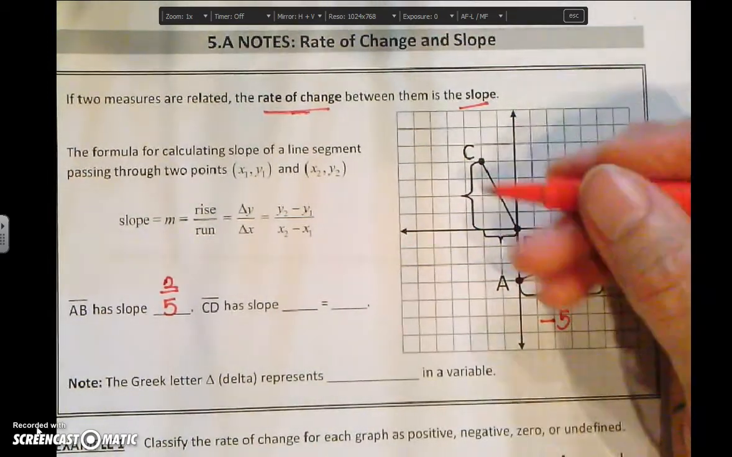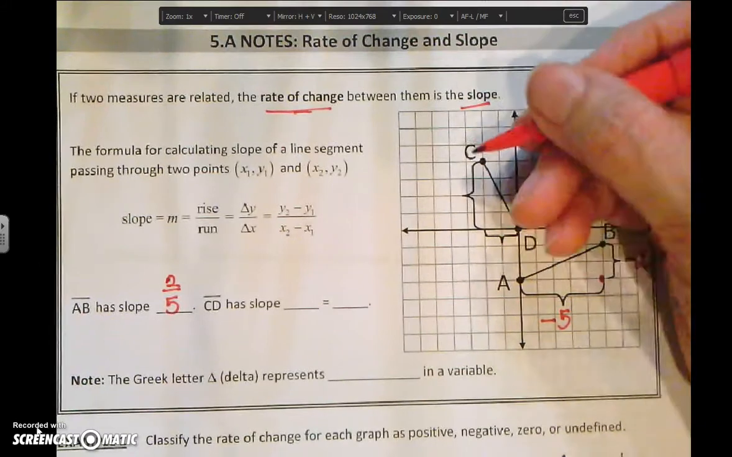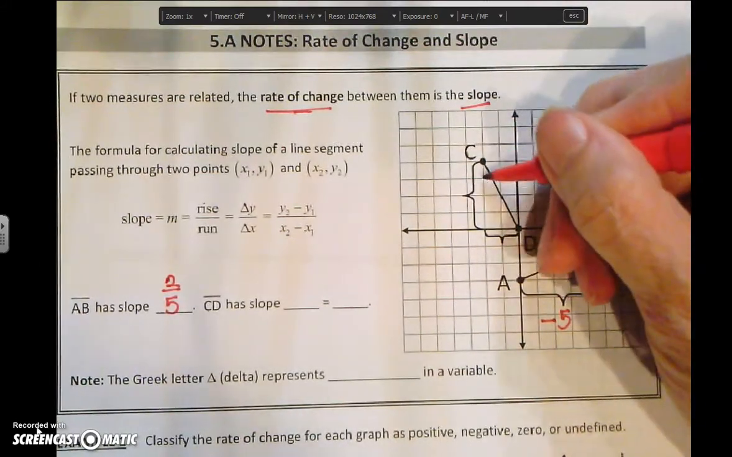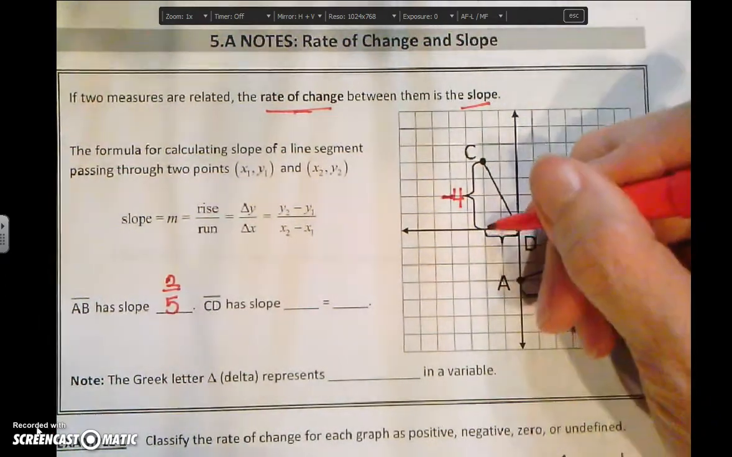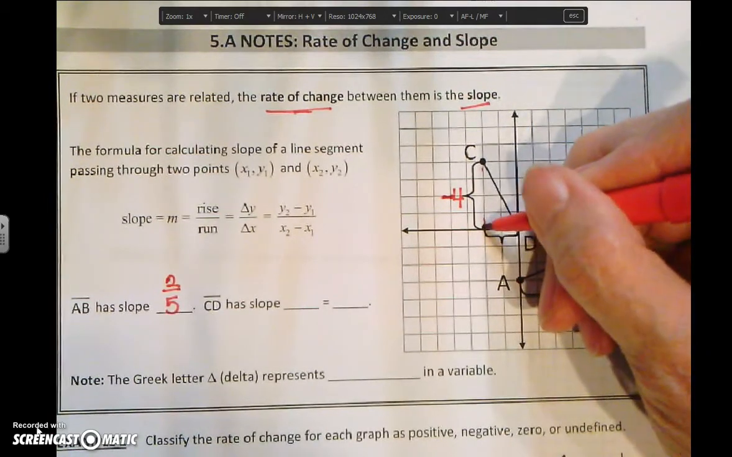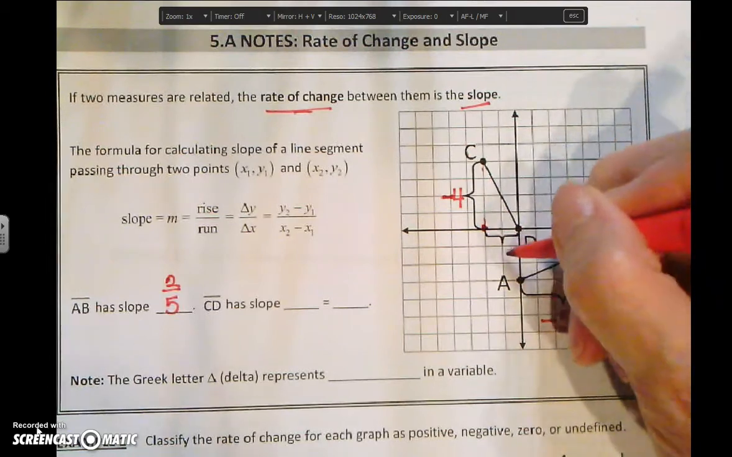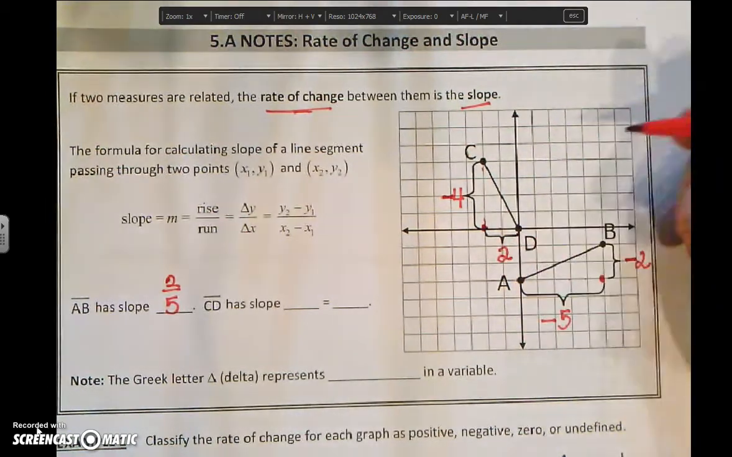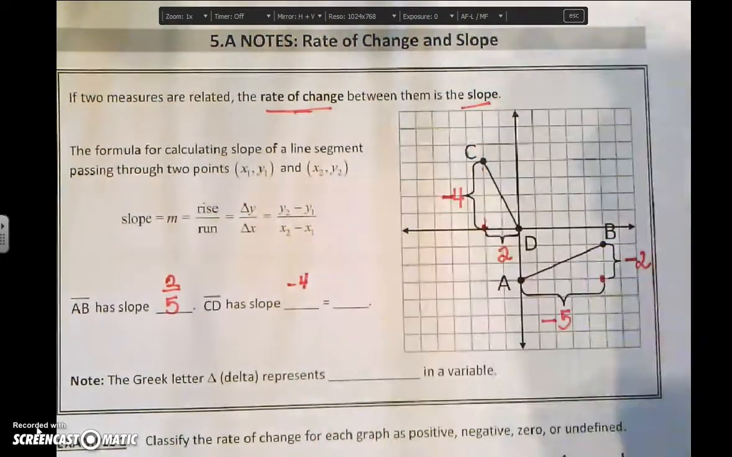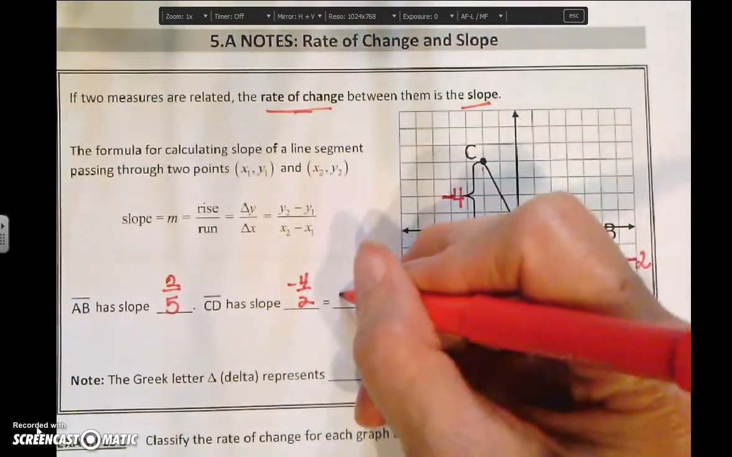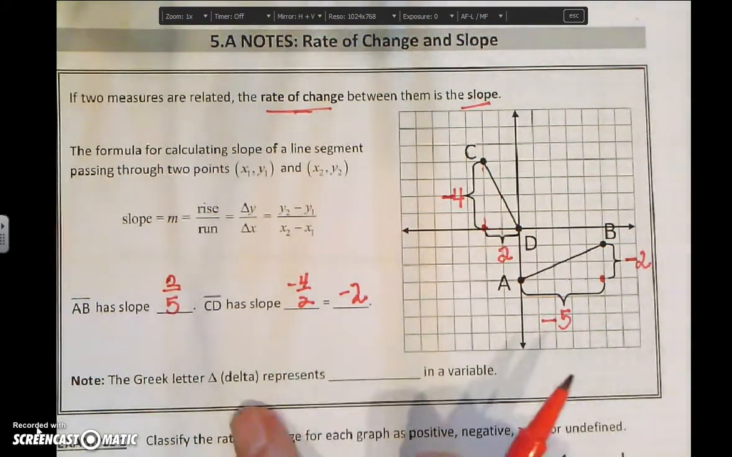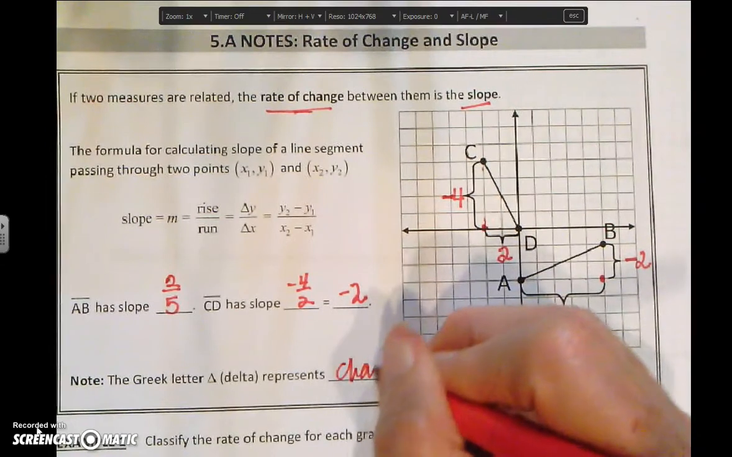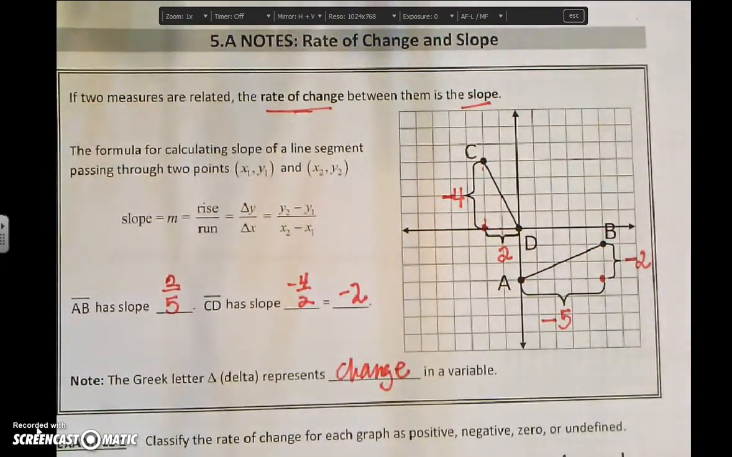For CD, if I'm going to count and do rise over run, I start here at C, and to go to D, I'm going to go down 1, 2, 3, 4. That was down, which is negative. Then I go right 1, 2. Since I'm going to the right, that's a positive 2. That gives me negative 4 over positive 2, which simplifies to negative 2. You could say negative 2 over 1, but it simplifies to negative 2. Note the Greek letter delta represents the change in a variable.